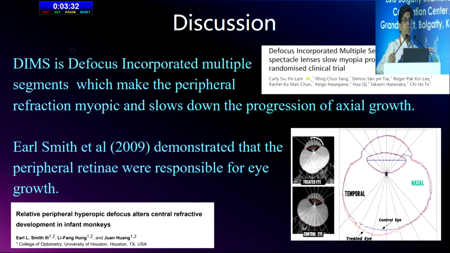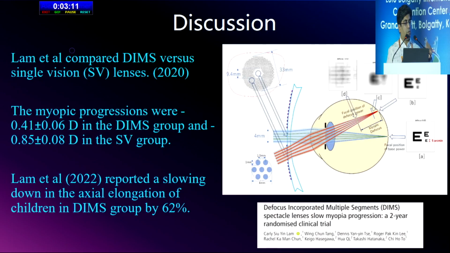A classic paper in 2009 was published by Earl Smith, which basically has led to a change in all these therapies for myopic progression, and which says that the peripheral retina is actually responsible for eye growth. This was an experimental study published in 2009, done on macaque monkeys. Now, DIMS is a lens which causes myopic defocus instead of the standard hyperopic defocus.